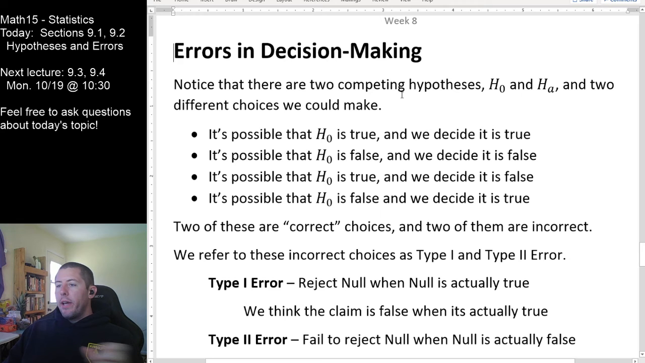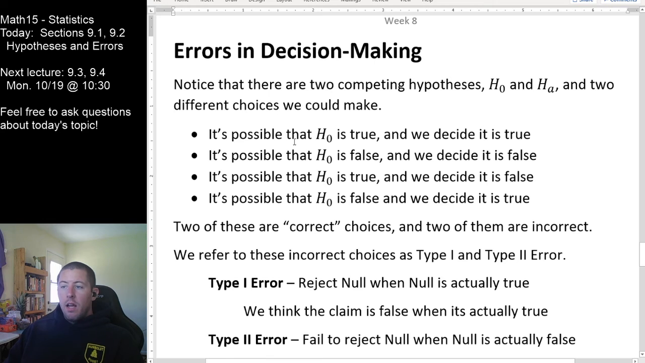So we're always going to phrase up two competing hypotheses, the null and alternative hypothesis. And there's always going to be two different choices that we could make. It could be that we choose that the null hypothesis is true. It could be that we choose that it's not true. It could be that it's actually true, and it could be that it's actually false. So there's really four total outcomes, two choices, two possibilities of truth.